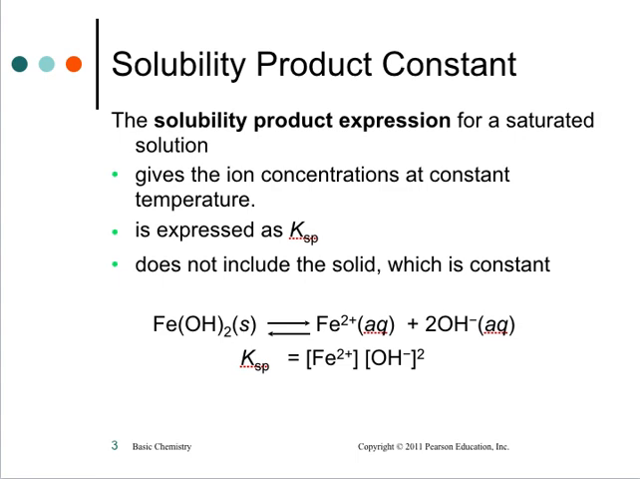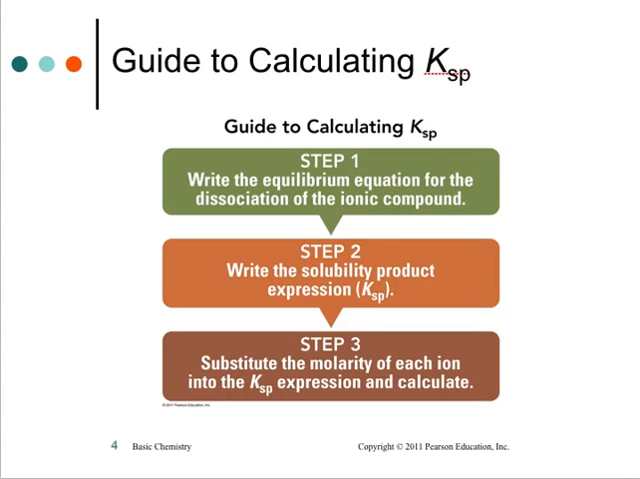So when I find the K sub sp value of this, I'm going to have the concentration of the iron 2 ion, and then the concentration of the hydroxide raised to the second power, since there was a coefficient there of 2. So here is your guide. You're going to write the equilibrium equation and then the solubility product expression that we just did, and substitute the molar values that you're given in the problem. Here's an example.